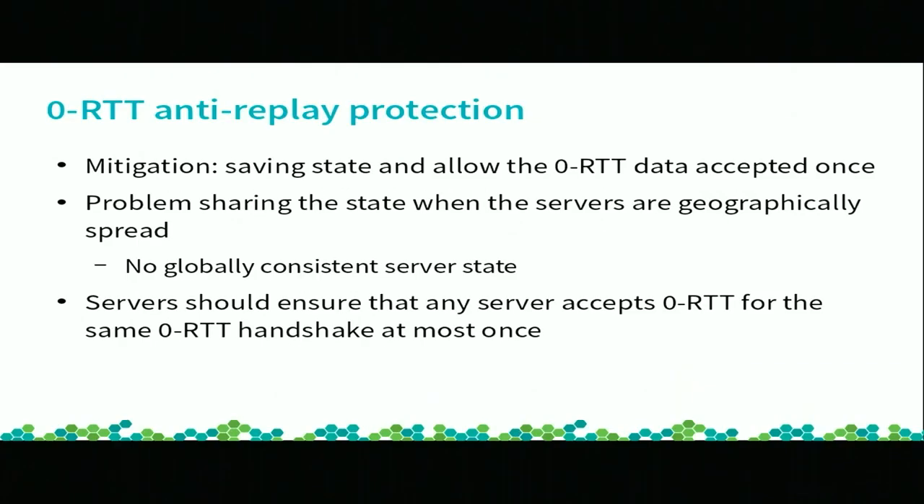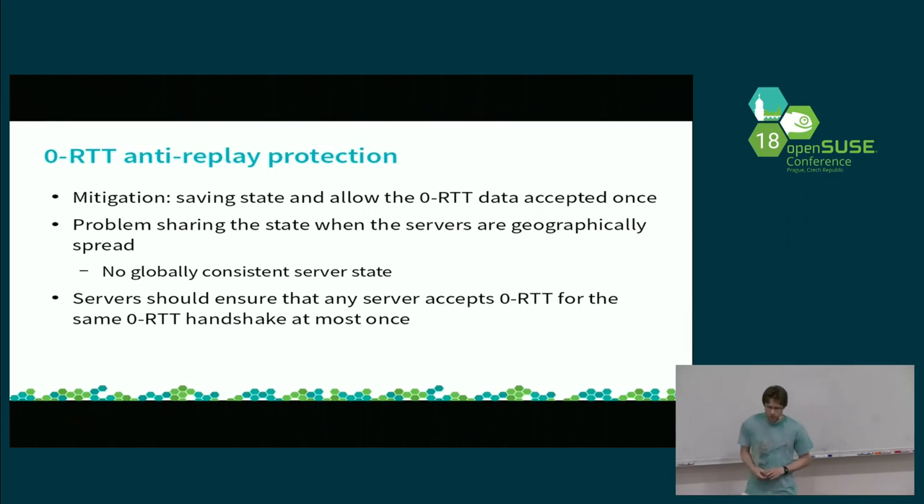Well, if the server could save the zero RTT state, then it would be pretty easy to tell that, well, I got this in the previous flight, so this must be a replay. I will just discard it. Well, the problem is that servers are not just one machine anymore. If you are a content provider, you can have servers geographically spread, and there's no chance you can keep a globally consistent state. But there are some protections in the protocol that could be used to prevent this.